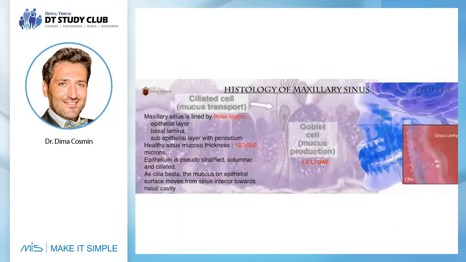Let's see the histology of the maxillary sinus. We have to know that the maxillary sinus is lined by three layers: the epithelial layer, the basal lamina, and the subepithelial layer with periosteum. The Schneiderian membrane, when healthy, is only from 100 to 500 microns.